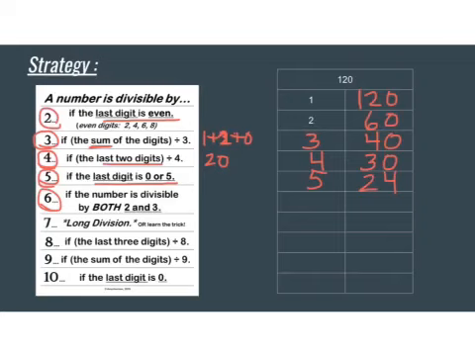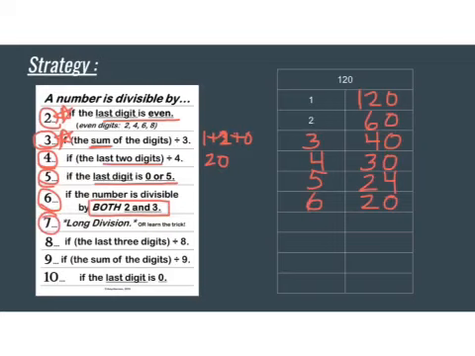6 is going to be a factor if the number is divisible by both 2 and 3. So we see right here it is divisible by 2 and is divisible by 3. So we know that 6 will work. 12 divided by 6 is 2, and 0 divided by 6 is 0.